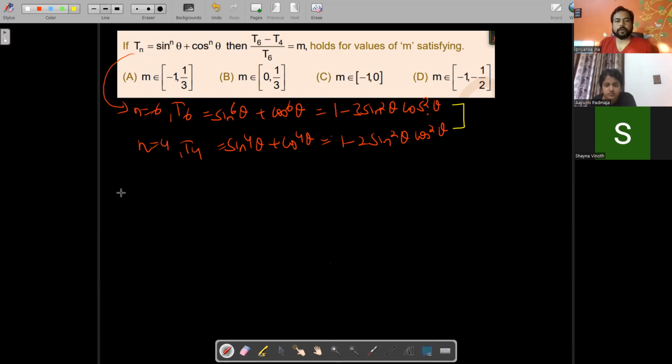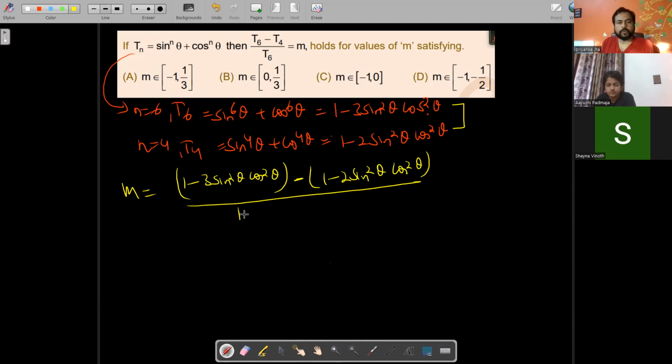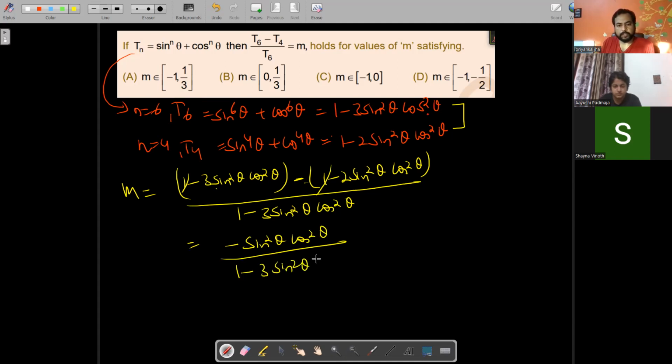Now see, here I'll put m equal to T6. So 1 minus 3 sin square theta cos square theta minus T4, which is 1 minus 2 sin square theta cos square theta, upon 1 minus 3 sin square theta cos square theta. See, 1 and 1 cancel. So minus 3 times minus, minus minus plus. So this is like this upon 1 minus 3 sin square theta cos square theta. Assume sin theta into cos theta.